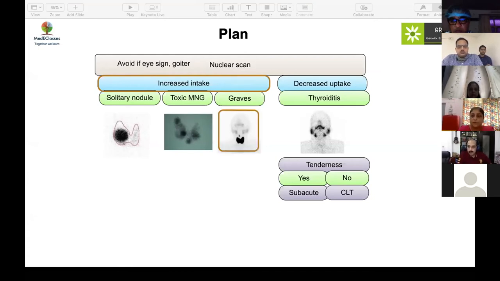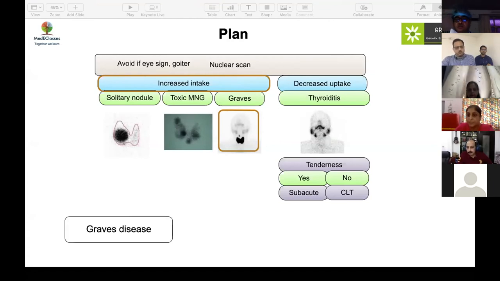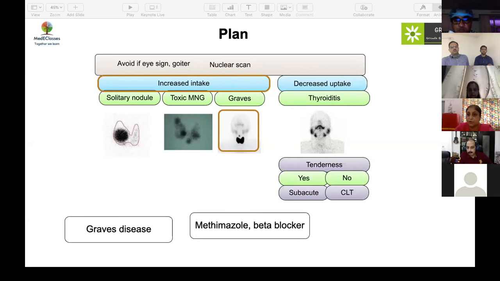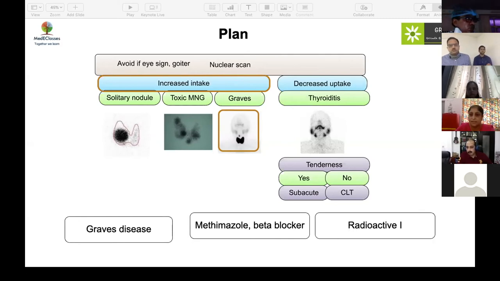You have to look whether it's because of a single localized nodule, or because of a disseminated disease like Graves' disease, because the treatment will differ depending upon that. In certain situations they can be transient, like simple thyroiditis, where you might not require lifelong treatment. So in this case, the diffuse increased uptake indicates Graves' disease. As I said, eye signs are not very frequently seen in children. The treatment has to be started with methimazole or carbimazole, and beta blockers definitely, and radioactive iodine as the case might be.